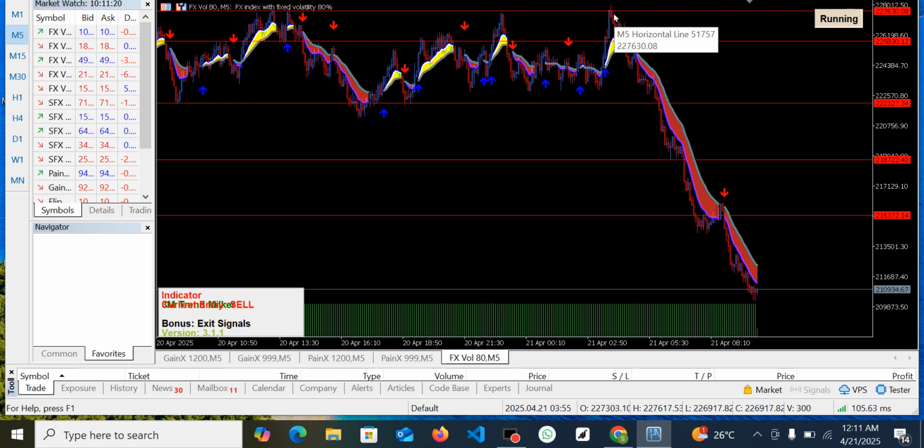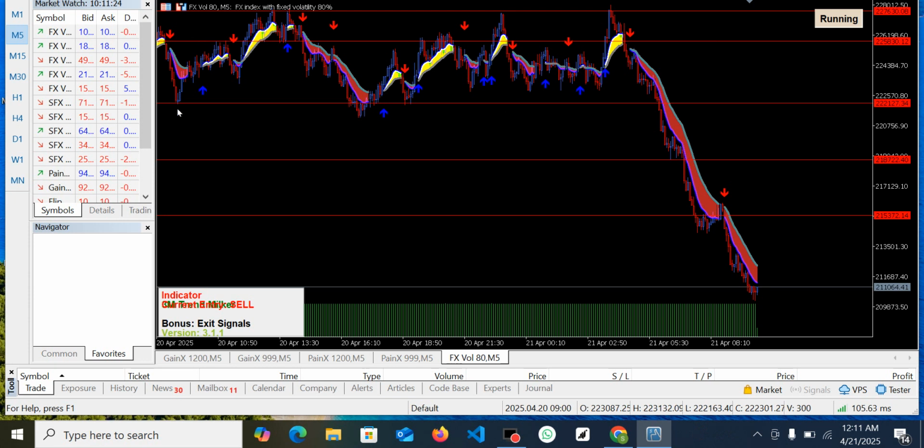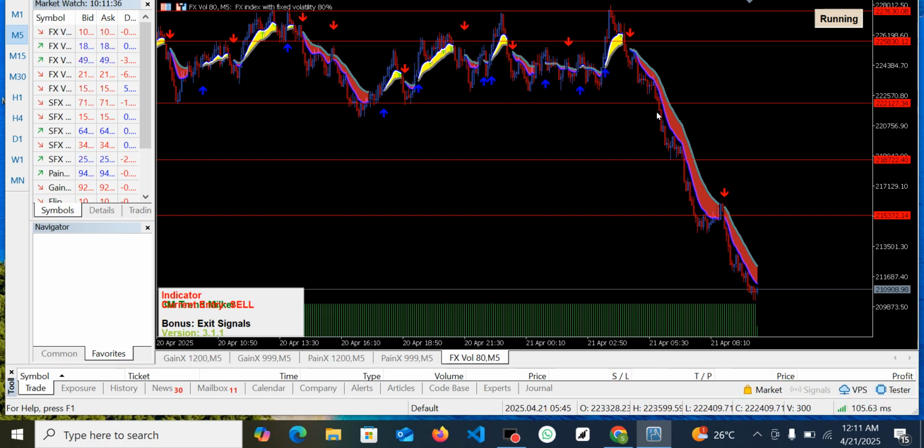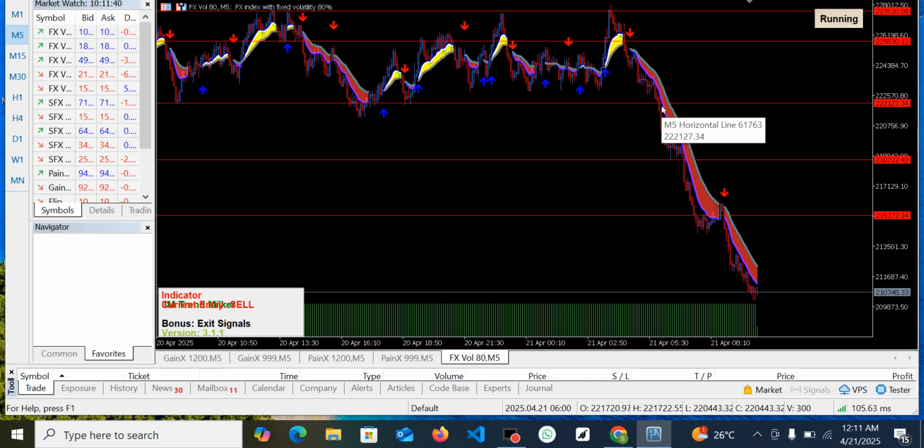Since it was unable to break out above that, and it has been ranging within this section and this section, what you need to do is highlight those sections where it has been ranging, the upper part and the lower part. Once it breaks out from there, then you should know that it is time for you to sell.